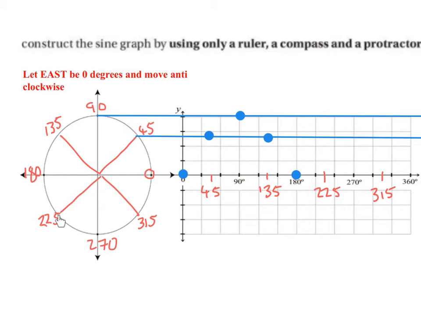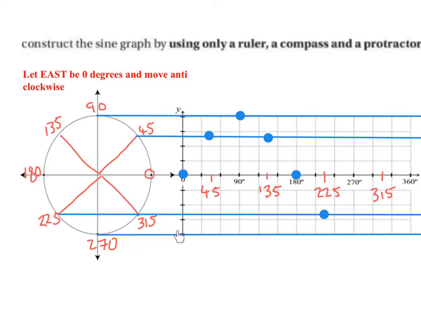Next we have 225 degrees, so again we draw a straight line across from 225 degrees. So we go across from 225 degrees in our unit circle till we match up with 225 degrees on our x-axis. Then we go to 270 degrees, and again we draw a straight line across until we get to 270 degrees on our x-axis, and we plot a point. Then we move up to 315 degrees, which matches up with 225 degrees, so we don't need to draw another line. And we move across our line until we match up with 315 degrees and plot a point.